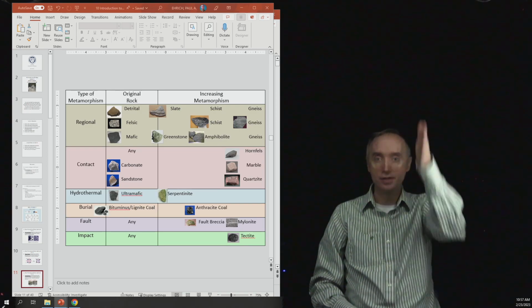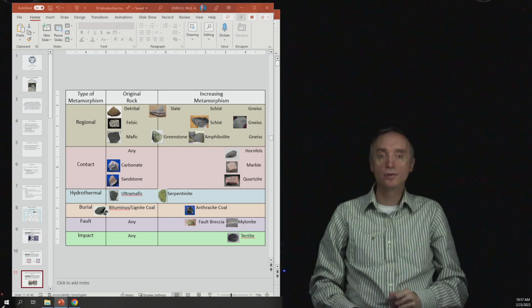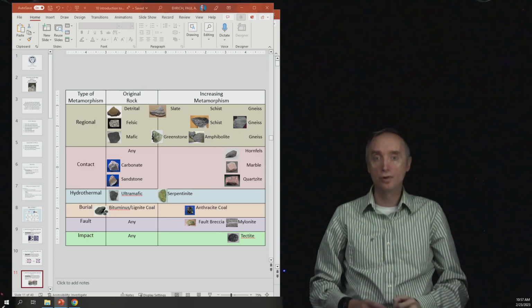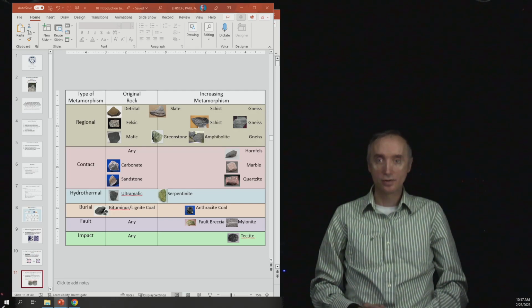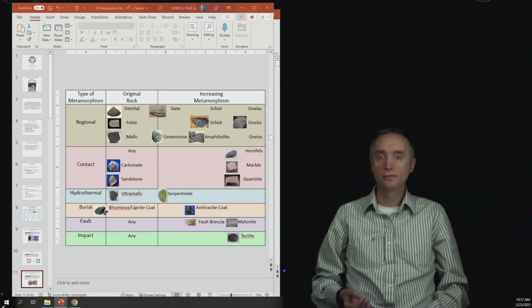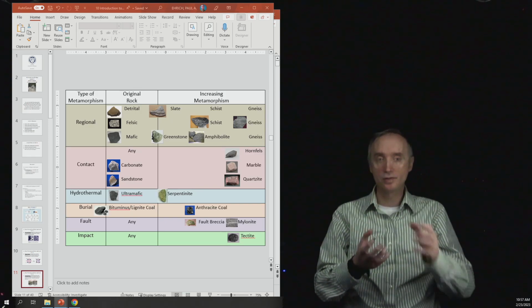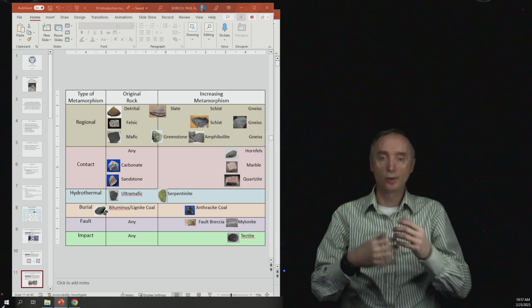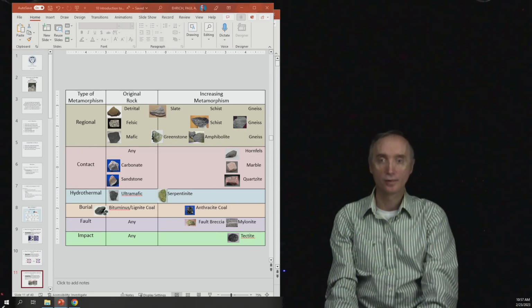So the mineral content is the up and down column, and that is going to be what was the original rock. So that's the protolith. For example, one type of regional metamorphic protolith is going to be a detrital rock. So that means it's going to be composed of other pieces of rock that were glued together. If you recall, that was a type of sedimentary rock.